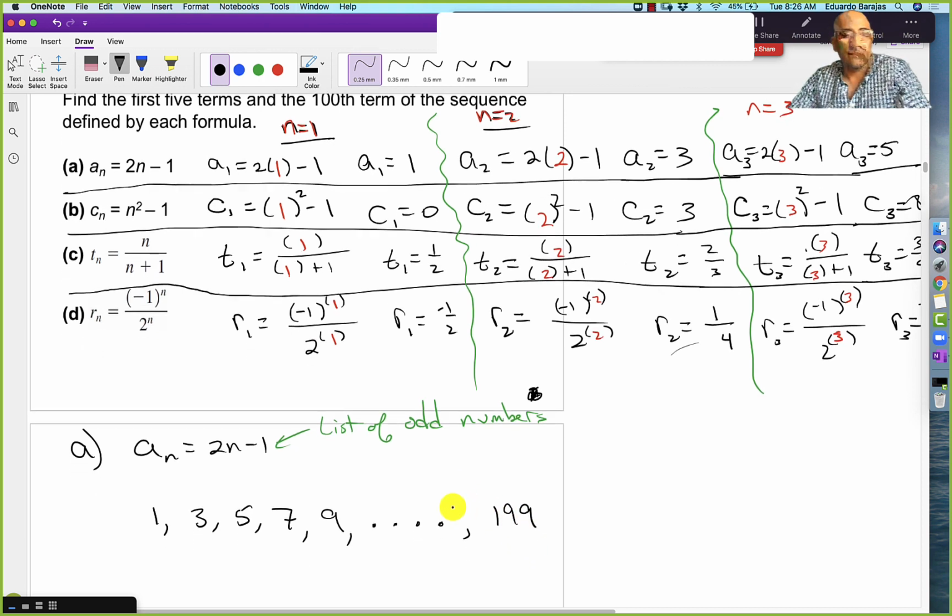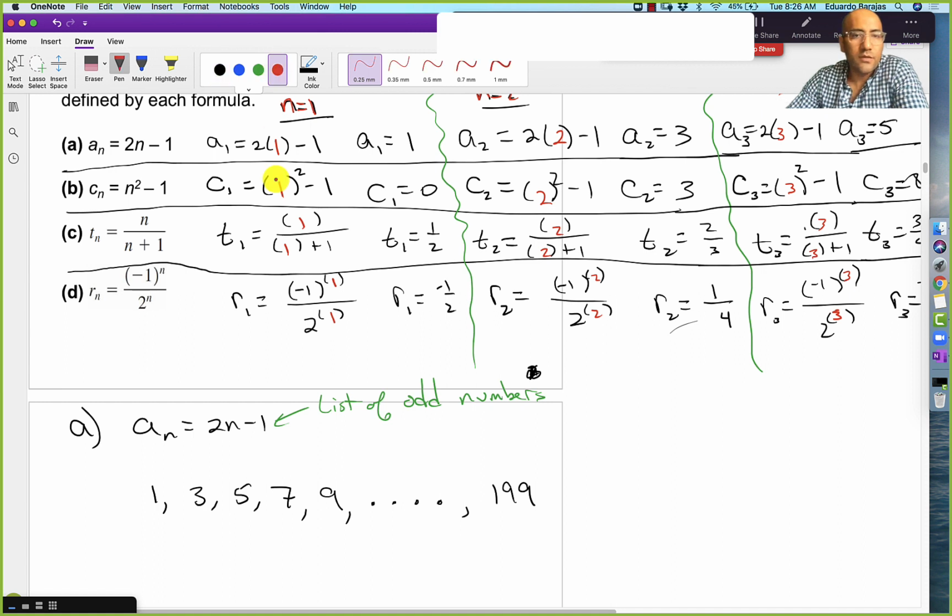Good. Questions? So that's good enough for an answer, or you can also sub-index them. a sub 1, a sub 2, a sub 3, a sub 4, a sub 5, dot, dot, dot, and this one was a sub 100.